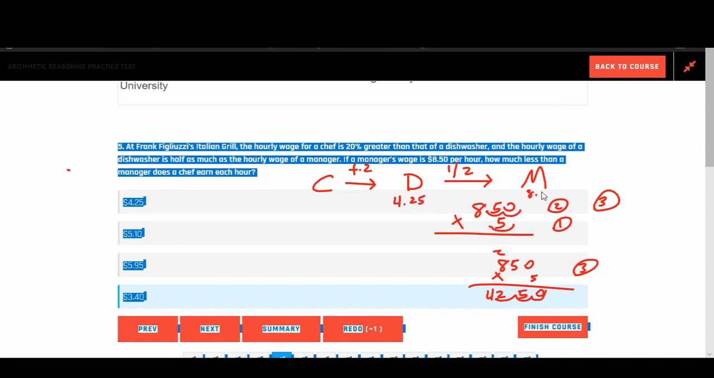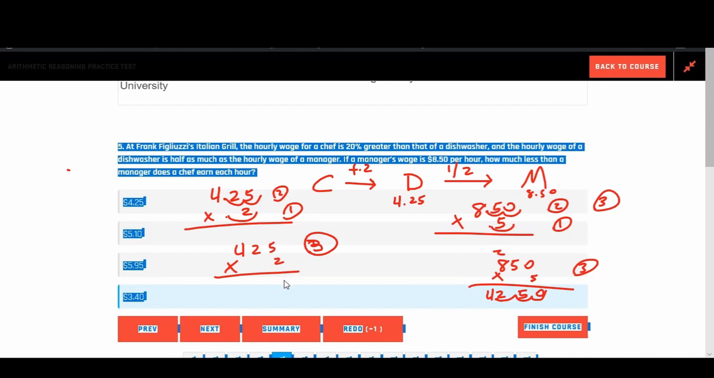Again, the manager makes $8.50. Again, we know the chef makes 20% more than the dishwasher. So we're going to do 4.25 times 0.2. This will tell us what 20% of 4.25 is. We're still going to have to add that to 4.25 to figure out how much the chef makes. And again, we're dealing with decimals here, so we're going to shift this one 2 times and shift this one 1 time. So in reality, I'm doing 425 times 2, albeit with 3 decimals to add back in at the end.